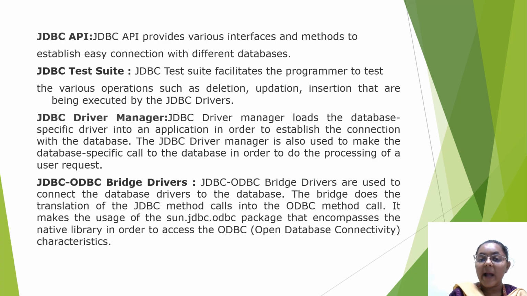JDBC API provides various interfaces and methods to establish easy connection with different databases. It includes interfaces and methods to perform operations like inserting, updating, and retrieving data. The main packages used in JDBC API are java.sql.*, for basic JDBC operations, and javax.sql.*, for advanced JDBC features like connection pooling. JDBC API provides tools to connect Java programs to databases.